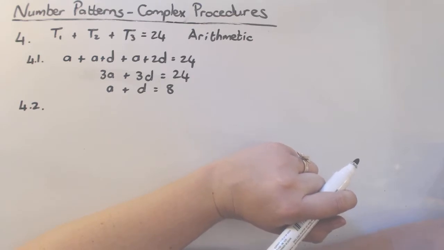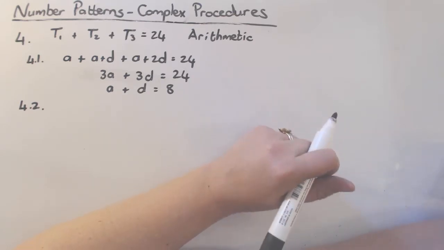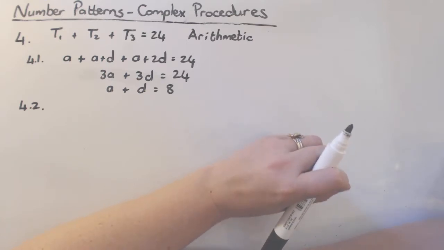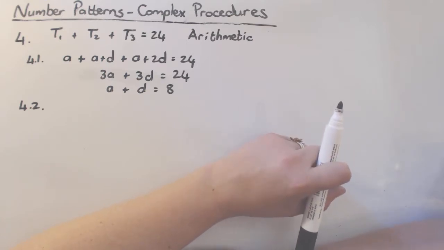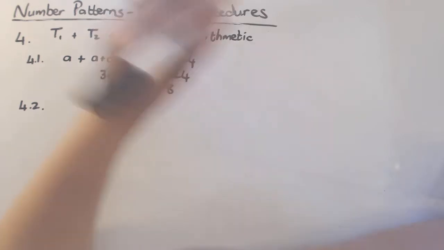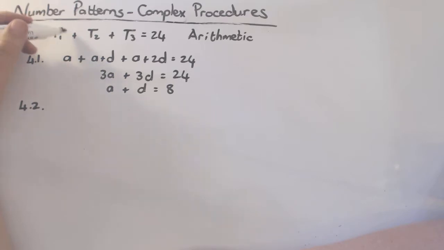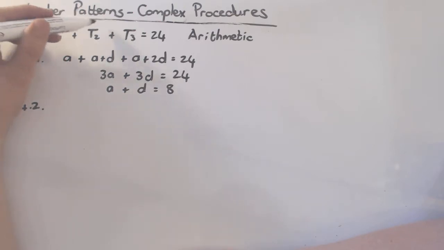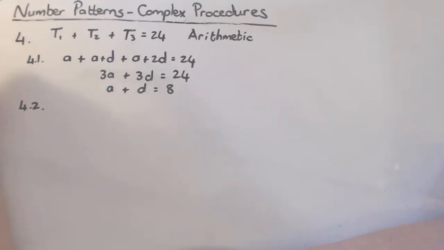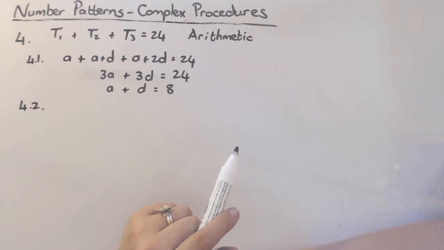They say, if the first number is decreased by 1 and the second number is decreased by 2, the 3 numbers then form a geometric sequence. Find the numbers. So if I take term 1 and I subtract 1, and the second number is decreased by 2, the 3 numbers then form a geometric sequence. Okay, I've got the information that A plus D is 8.